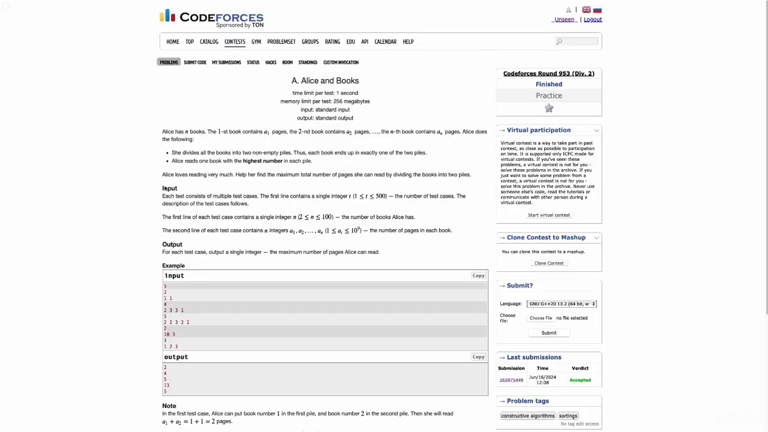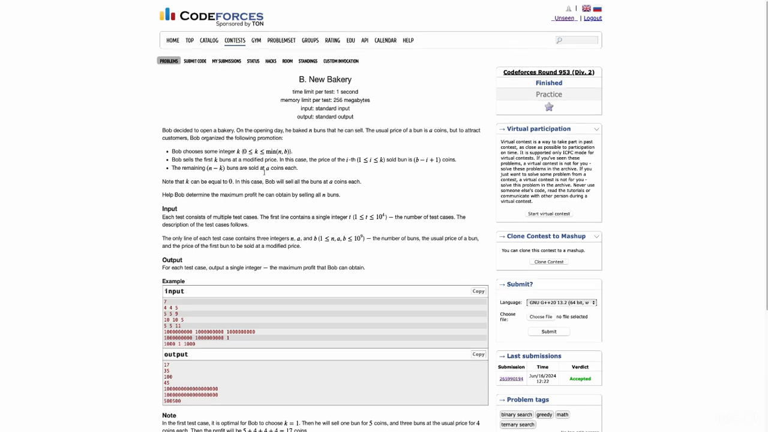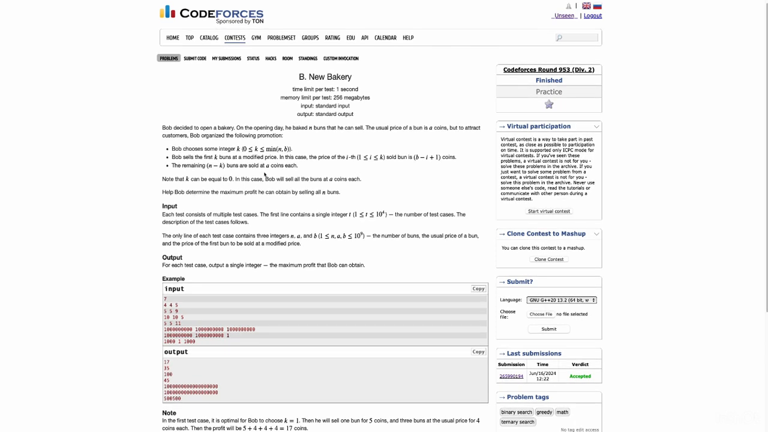Okay, so now let's get back to the second problem. So Bob decided to open a new bakery. On the opening day, he baked n buns, which he can sell. The usual price of a bun is a coins. But to attract customers, Bob organized the following promotion. So Bob chooses some integer k between 0 and min(n, b), and he sells the first k buns at the modified price. In this case, the price of the ith bun is b minus i plus 1 coins, okay?